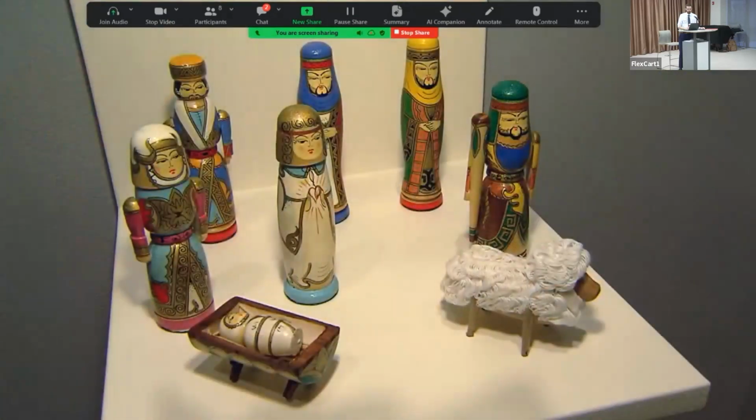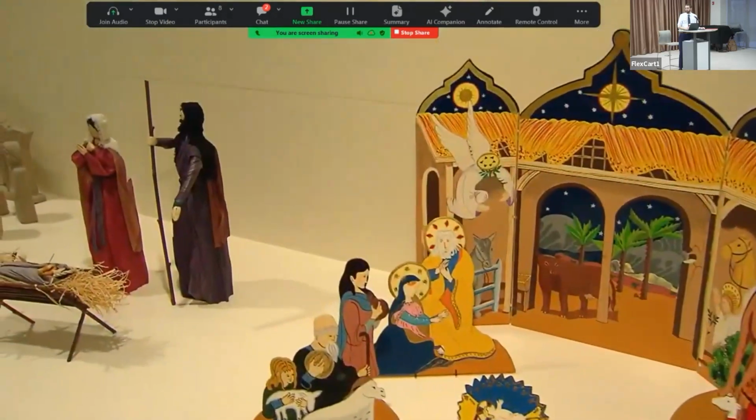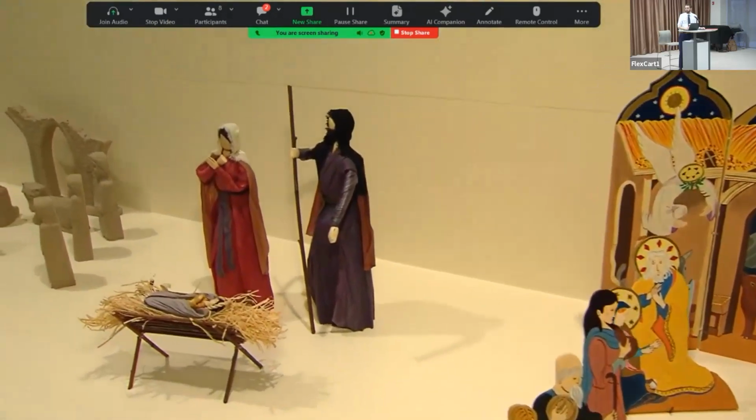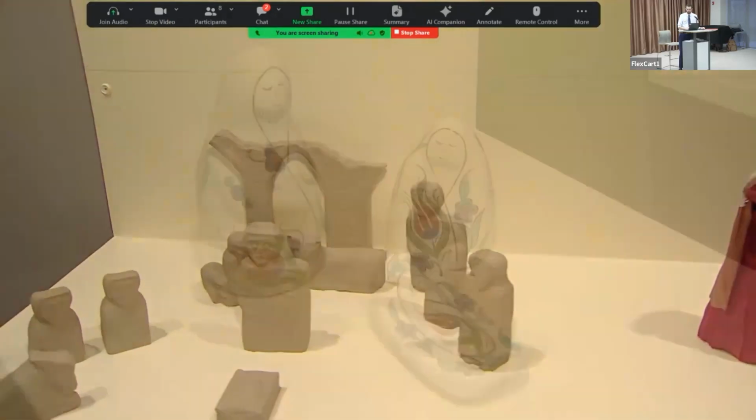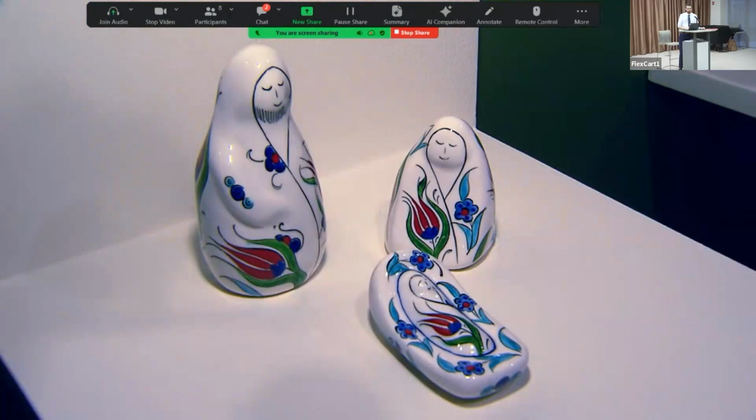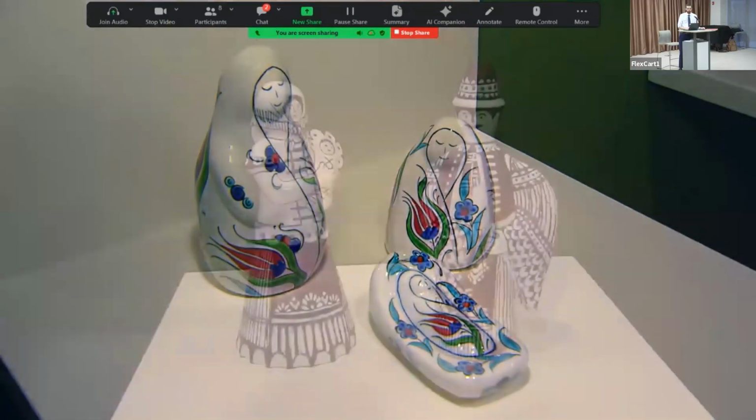So some of the pieces are made by Buddhist artists, some of the pieces are made by Muslim artists. So it's really interesting to see how faith and spirituality can be interpreted in different ways. But you can see it as a story just about a family in the simplest sense as well.